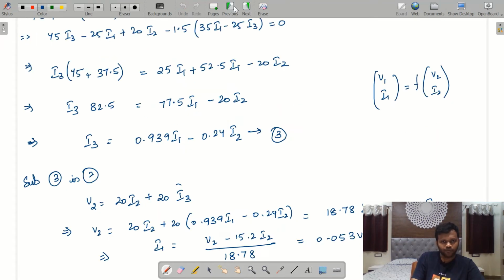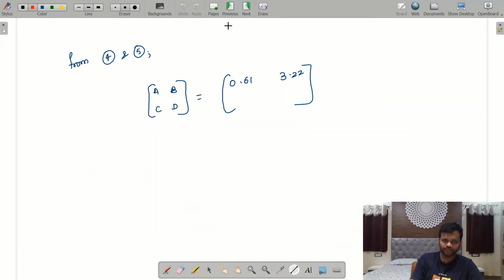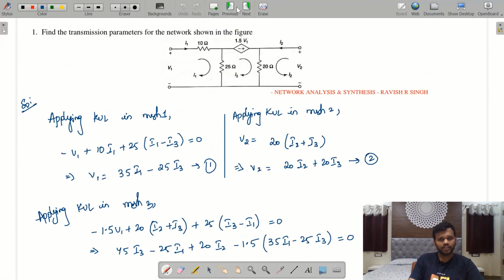Similarly, from equation 4, I1 equal to C V2 minus D I2. So what is the value of C? C is 0.053 and D is 0.8. So these are my ABCD parameters.